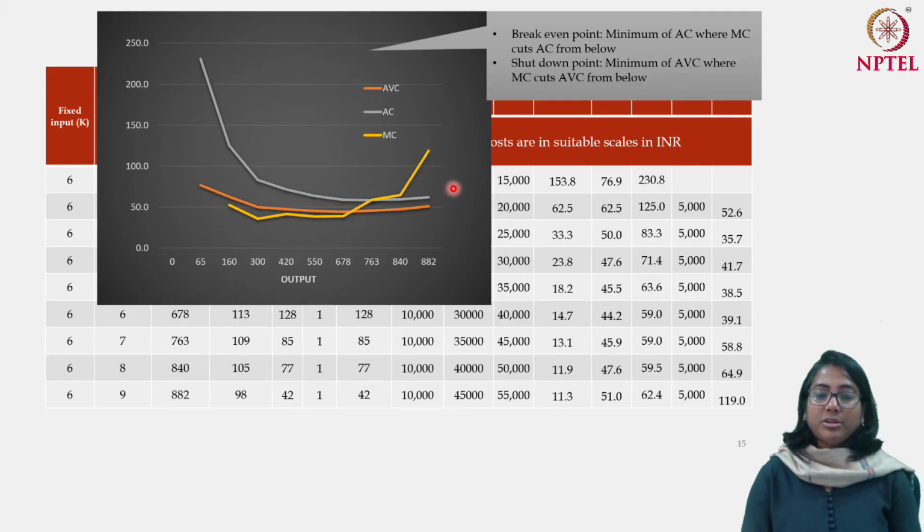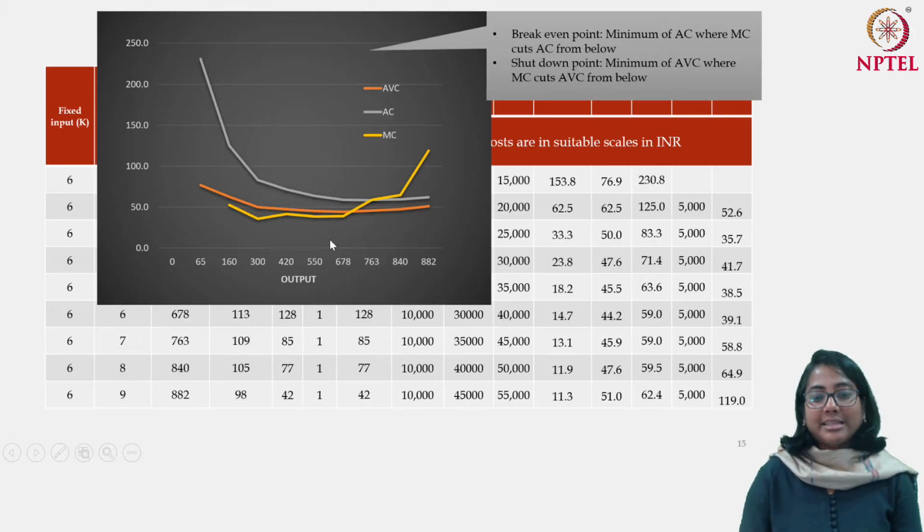Now here it's worth having a quick discussion on two very important concepts: the break-even point and the shutdown point. One is the break-even point and the other is the shutdown point. So the break-even point is the minimum point of the average cost curve. The average cost curve being U-shaped, that's the minimum point of the average cost curve, and this is the point where the marginal cost curve actually cuts the average cost curve from below.